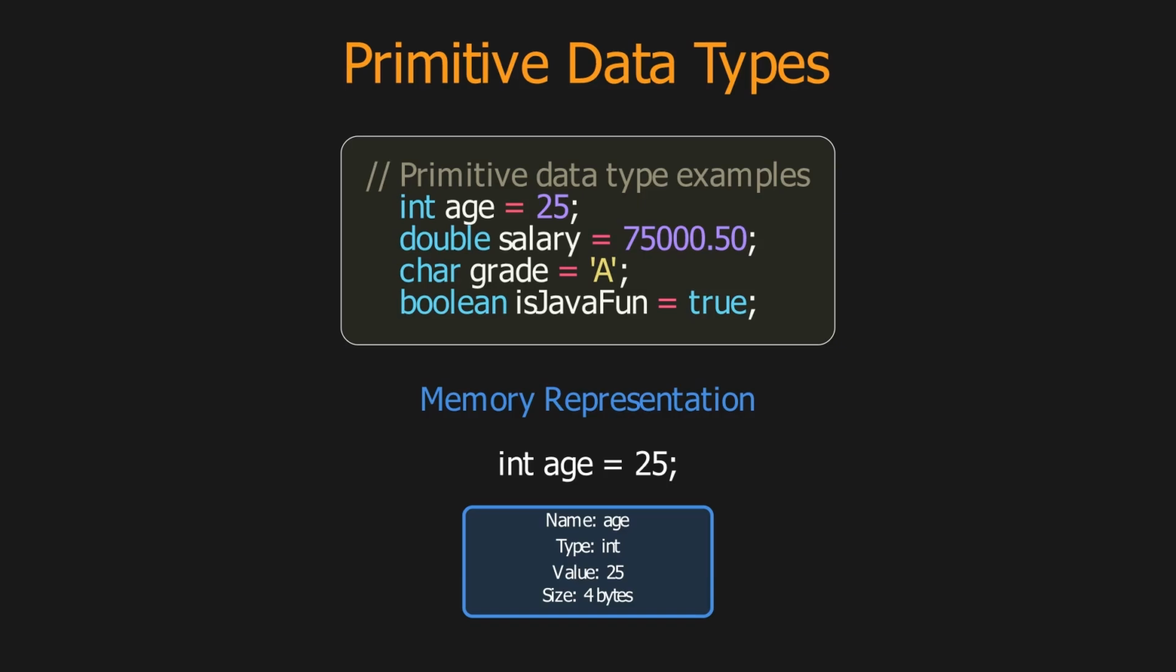When a primitive variable is created, Java allocates memory based on the data type. For instance, an integer like age with the value 25 takes up 4 bytes of memory. This memory block stores the variable name, its type, value, and size information directly in memory, making primitive types very efficient for basic data storage and manipulation.